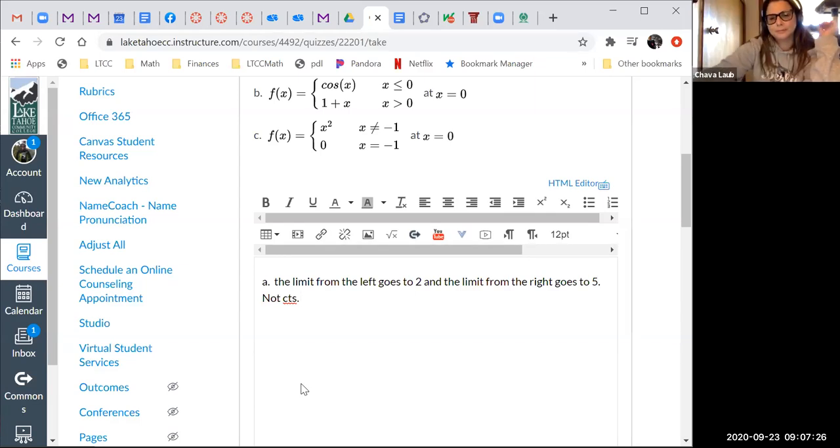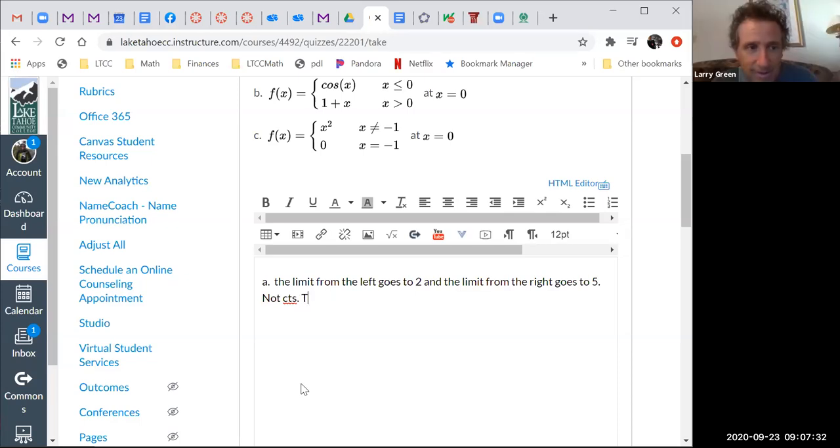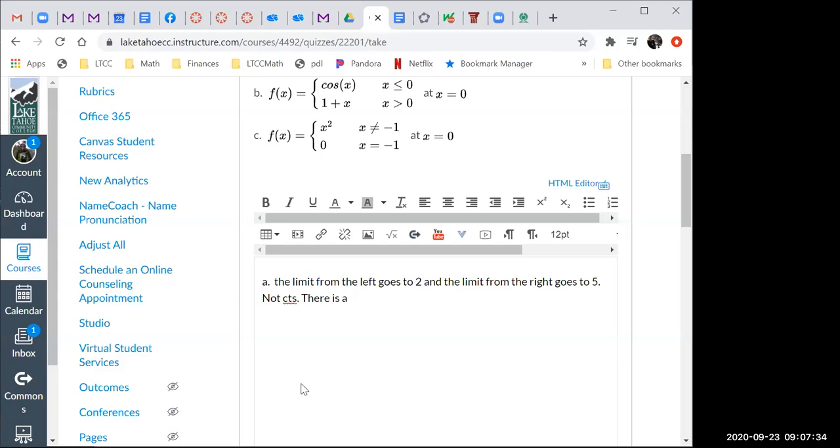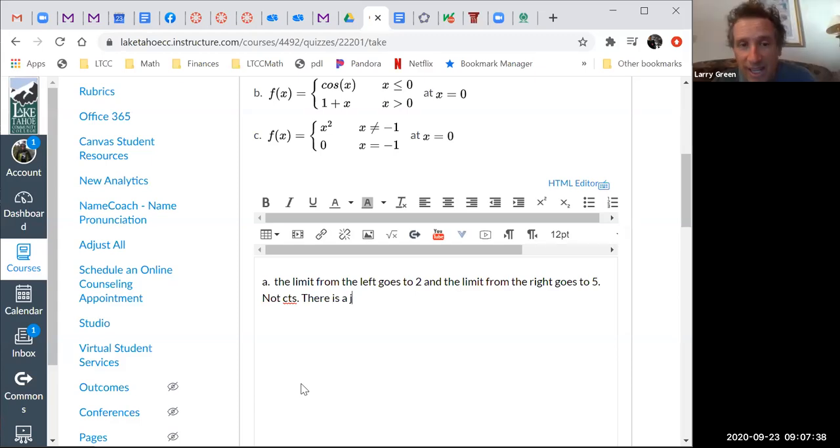Jump? Yeah, that's a jump. Non-removable. It's not removed, but we called it a jump, is what we did in the lecture. Jump discontinuity, because it jumps from left to right.